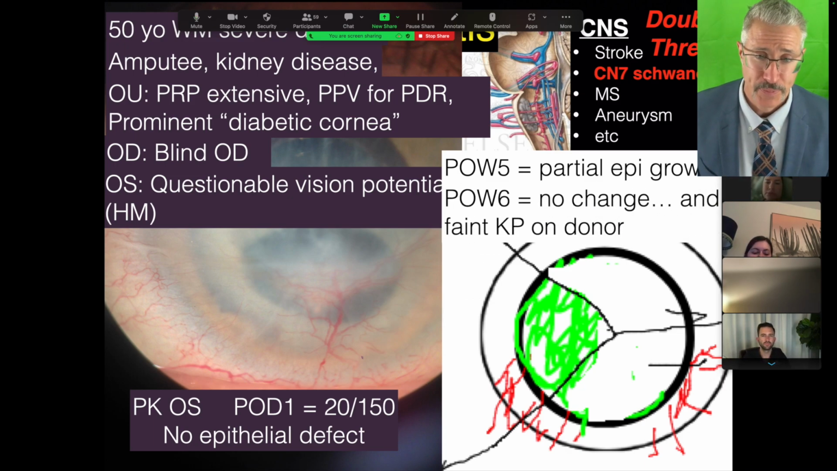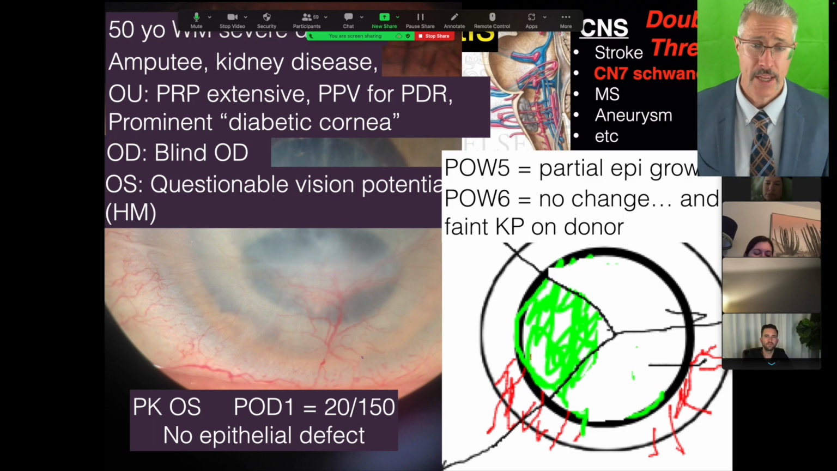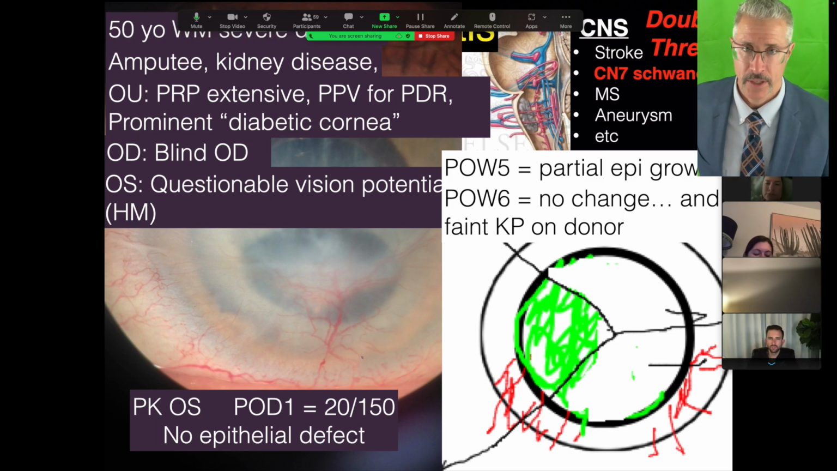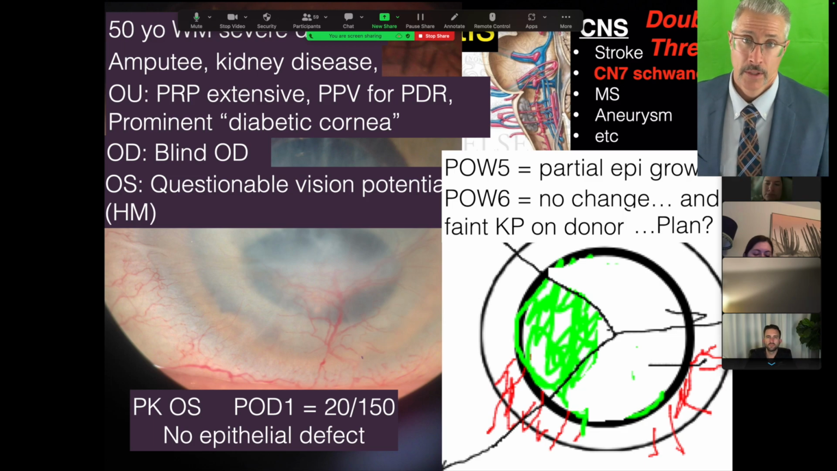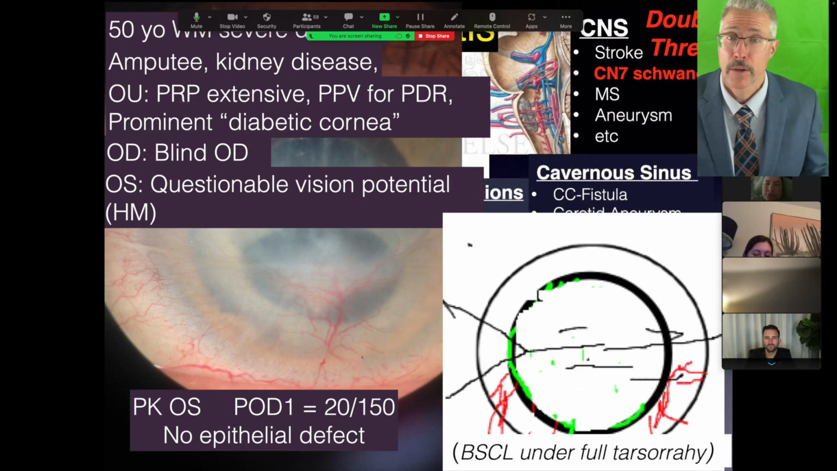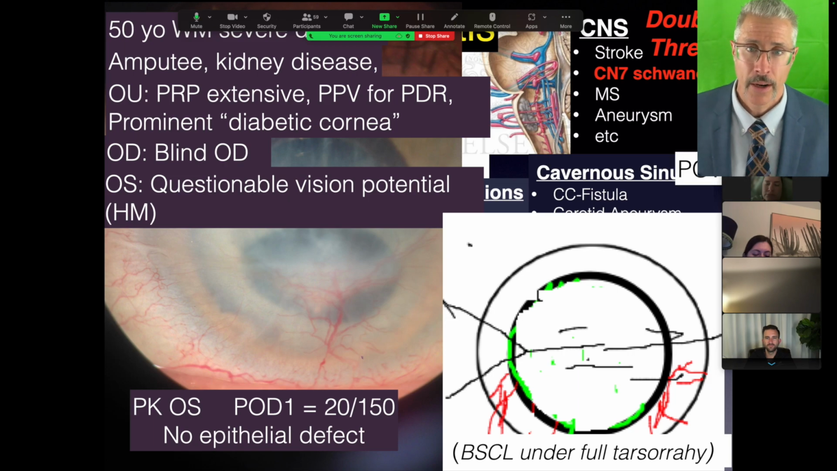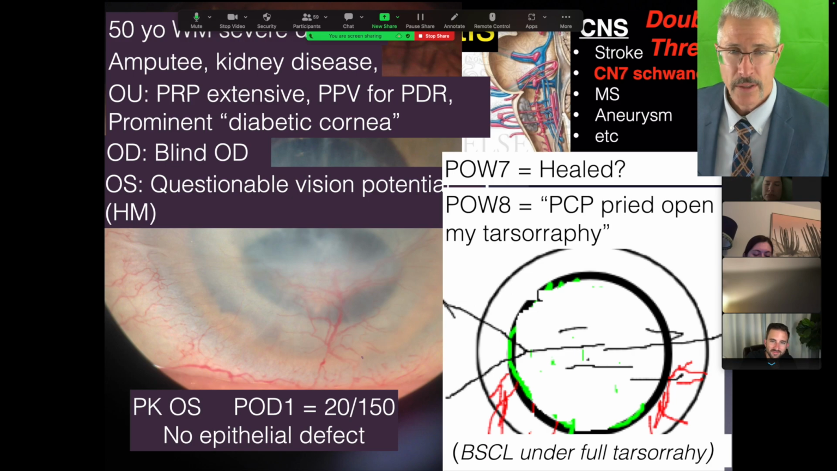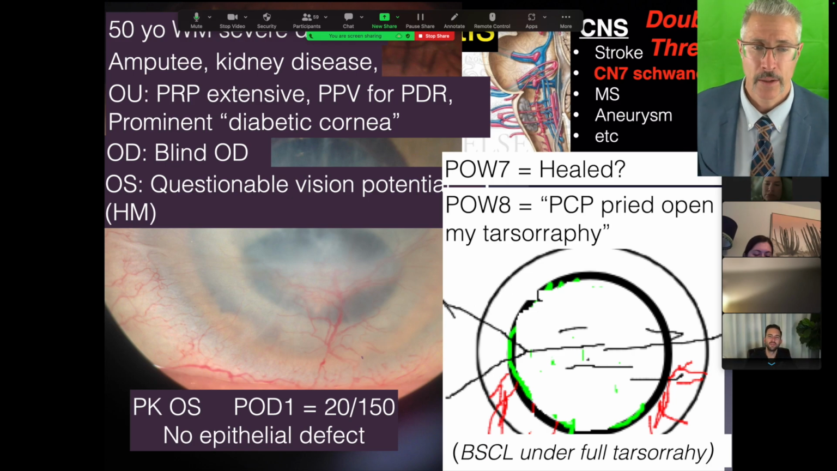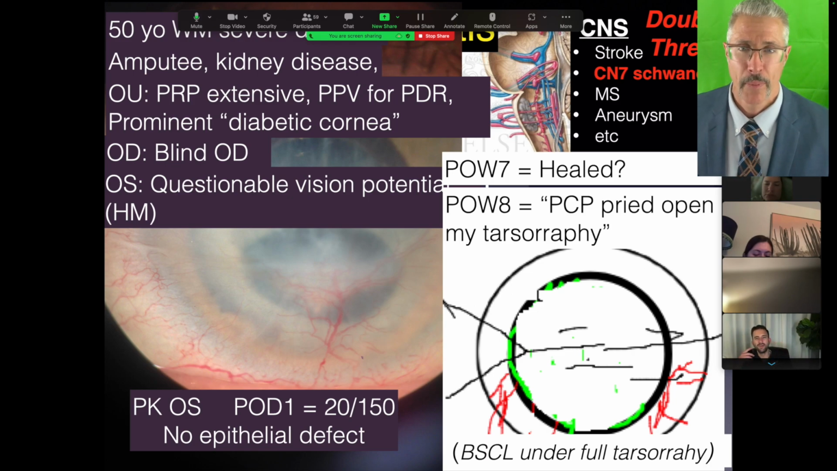Or shed. It's week 6, no change. All this inflammation is pissing off the immune system. There's KPs on the donor. What should we do? Let's do more of what's working. Give him a full tarsorrhaphy. Contact under there and just protect. Week 7, 2 weeks, so he's at week 8, and he's like, my primary care doctor pried open my eye.